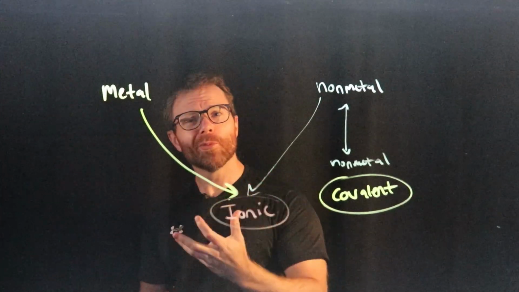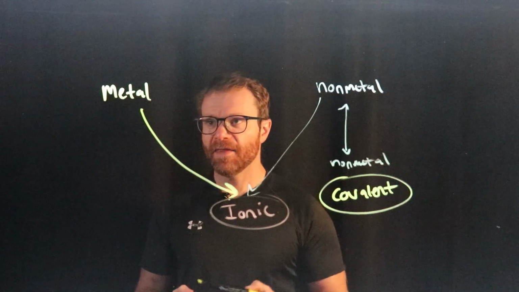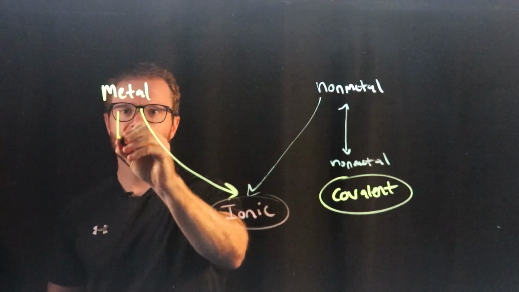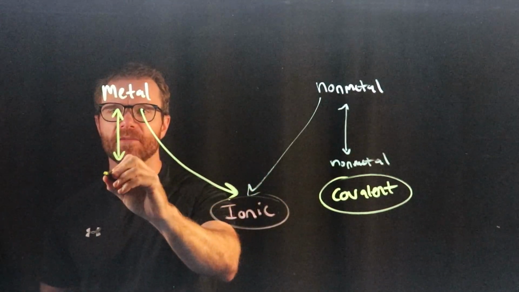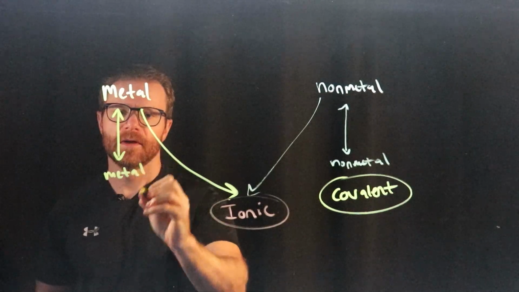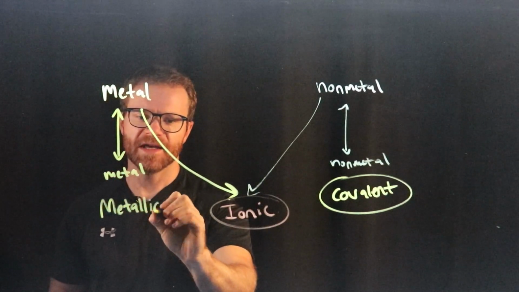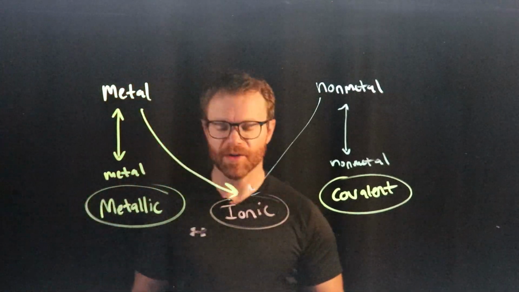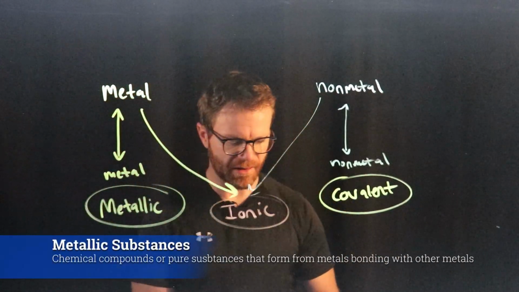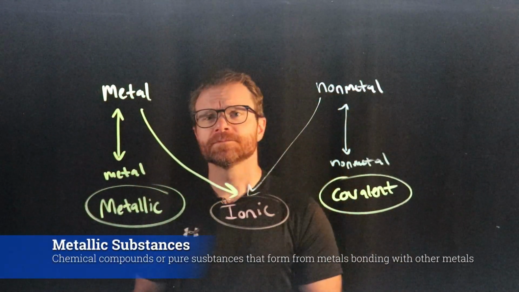I'm going to add one more example today, and that is if you have a metal and it bonds with another metal, this type of bond that we're learning about for the first time is called a metallic bond, and these are called metallic compounds in some cases.